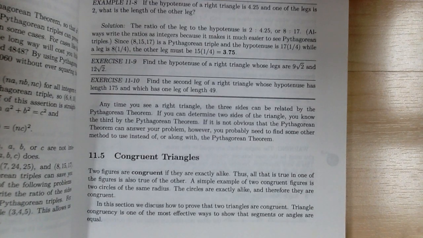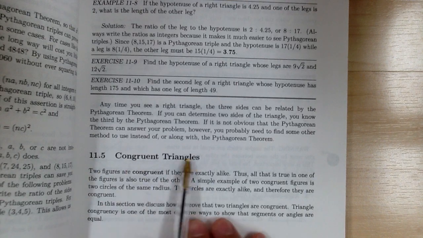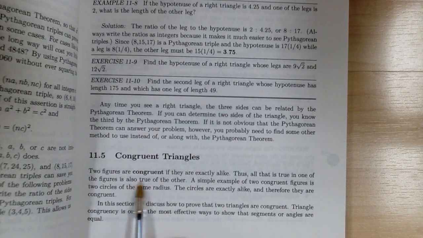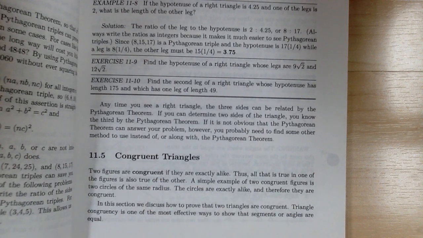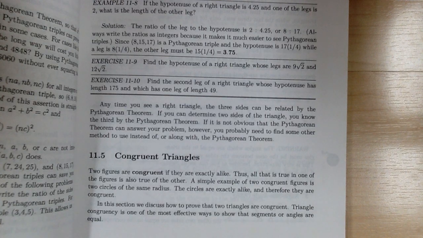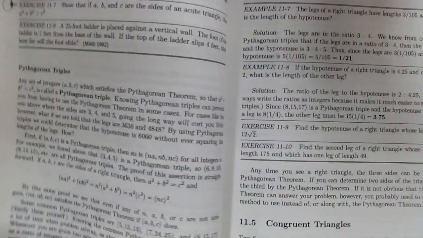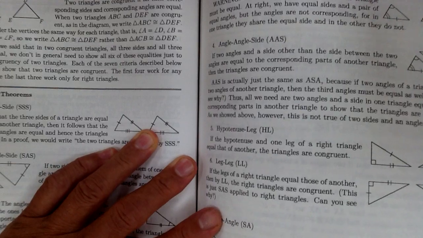Okay, let's go to page 131, section 11.5, which is about congruent triangles. Congruent triangles means that two triangles are exactly alike. They can be rotated or flipped over, but congruent means all three corresponding angles are congruent, and all three corresponding sides are congruent. Now, in order to prove that two triangles are congruent, you need to have three congruent parts.